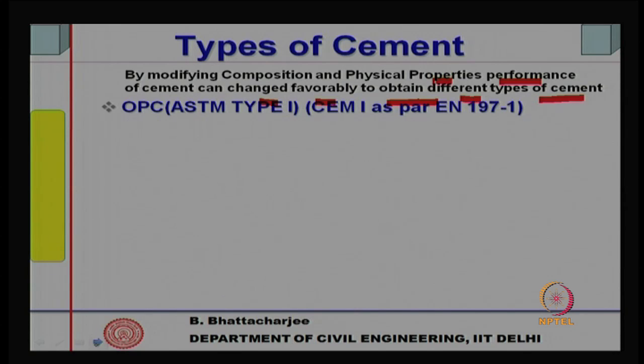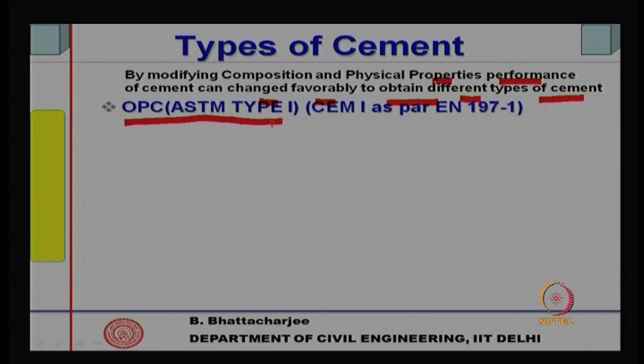Well, ordinary Portland cement is the most commonly used cement for many years. However, currently perhaps it is not the most commonly used cement, because some of the blended cements have become quite popular all over the world. This cement is known as type I cement as far as American Society for Testing and Materials, ASTM, is concerned, or CEM I as per EN 197-1. That is the European standard. So is the case with the Indian or any other country's standard.